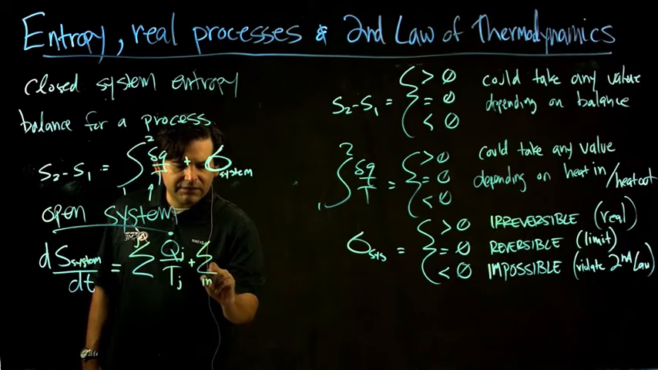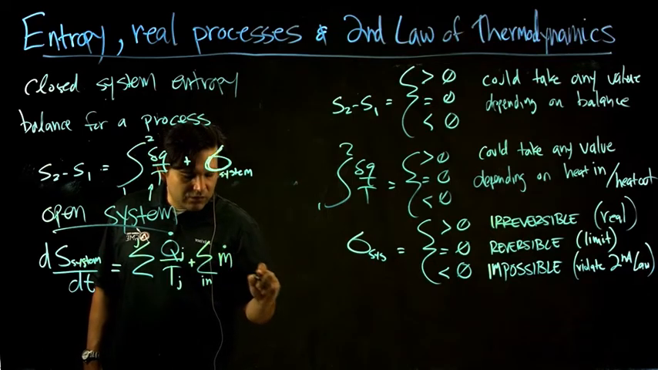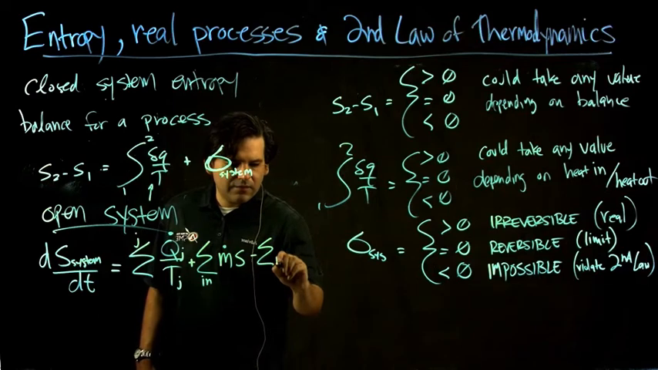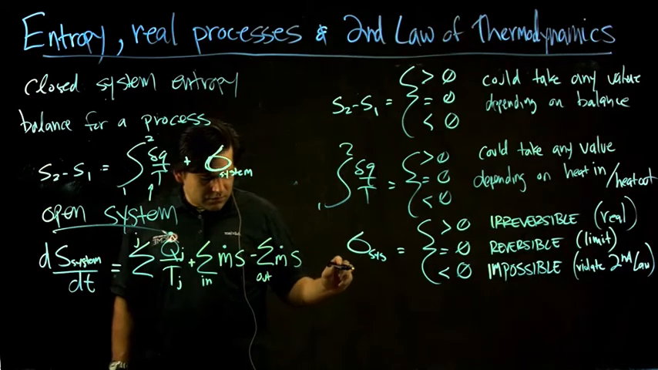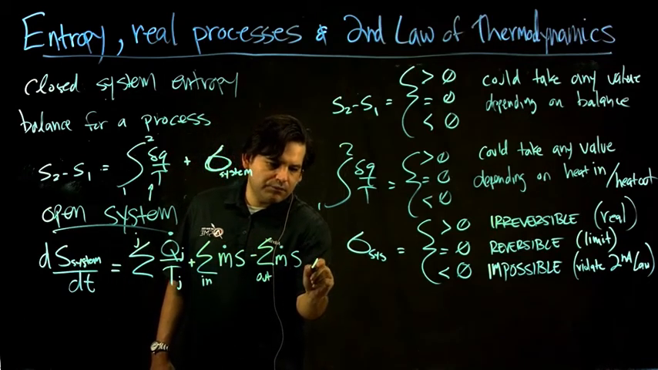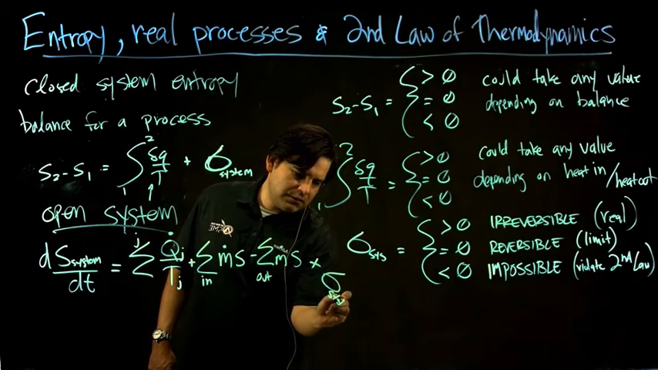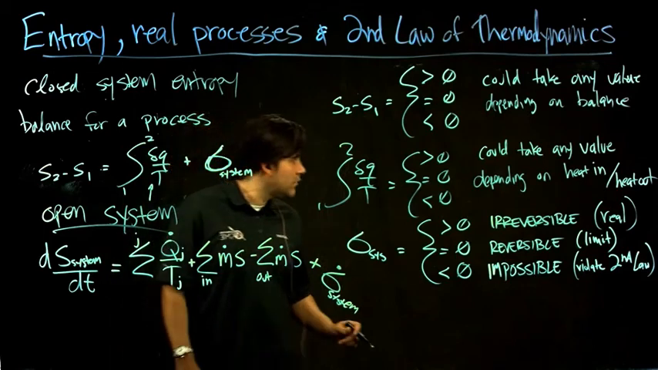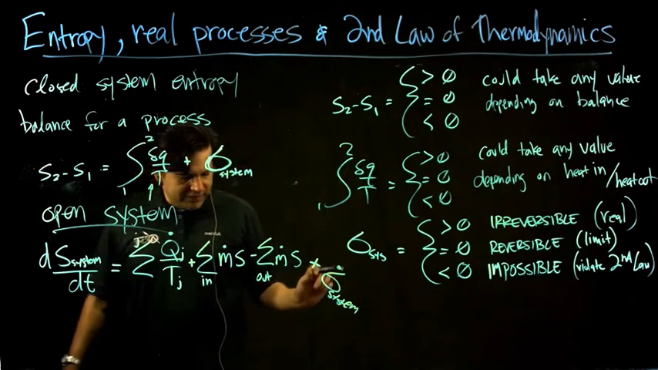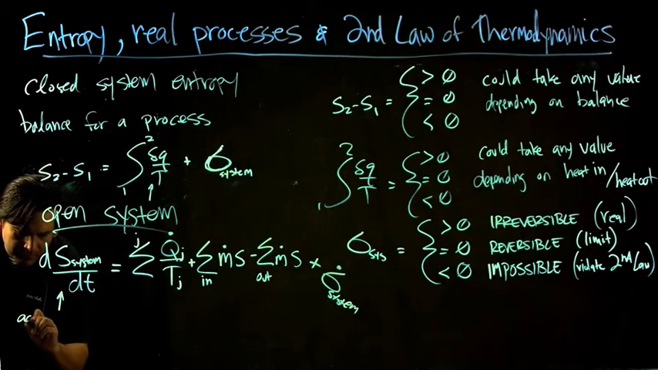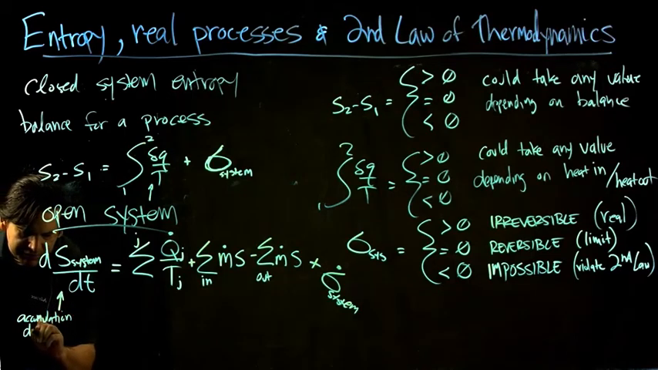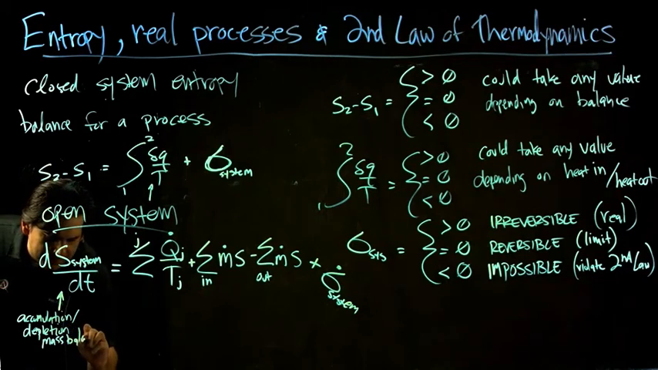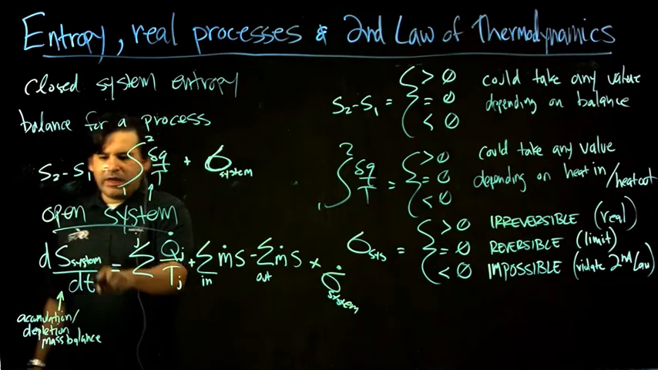Then you would sum up all the inlets and outlets and say that there's some mass flow in with a given entropy in, minus what's coming out, plus, because this is a flowing system, you have a rate of entropy generation. Don't forget that one. Okay, so that's the balance. This will be accumulation or depletion due to mass balance. So if the mass is steady state, then you won't have any of this accumulation or depletion.